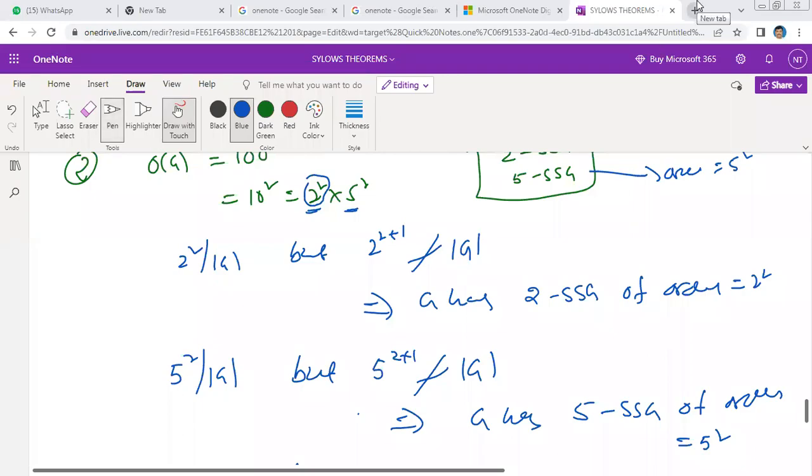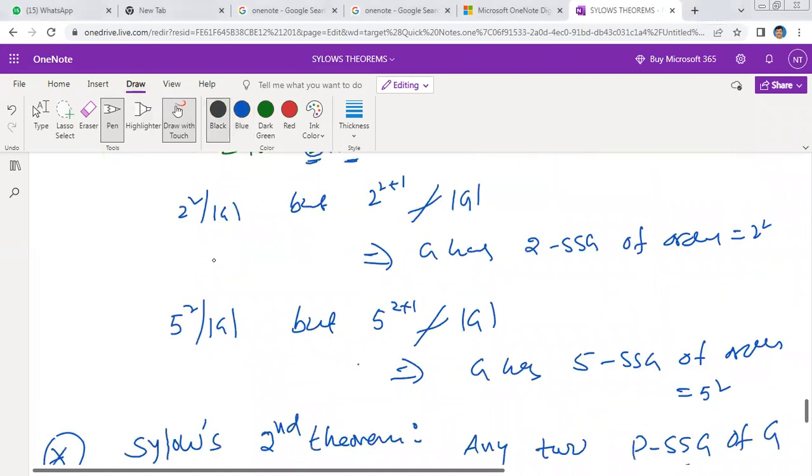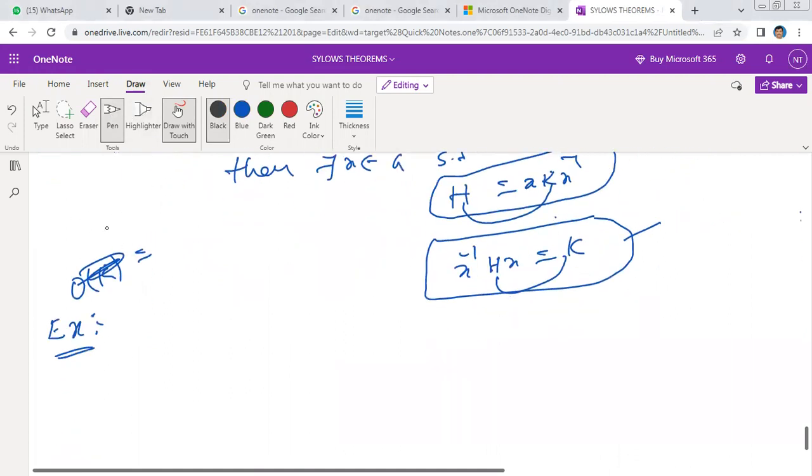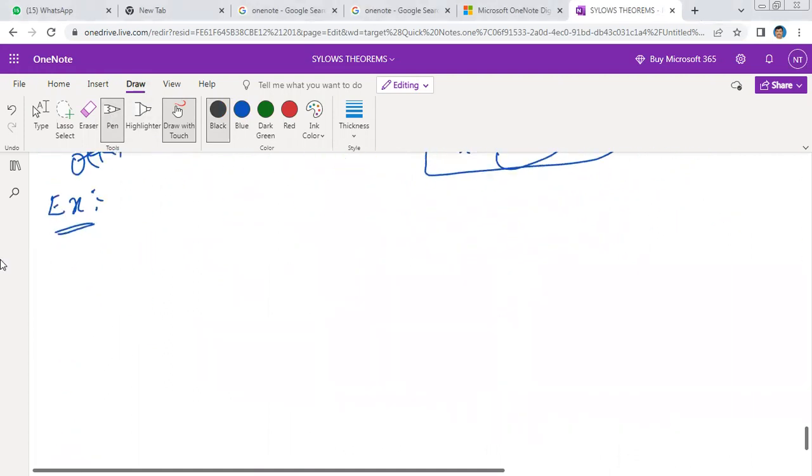Right. In the previous class we discussed Sylow's first theorem and Sylow's second theorem, and also gave some examples. I can give a brief idea about Sylow's theorems, a small review of the previous class. In the first one, what is a P group? In the previous class we discussed the P group.